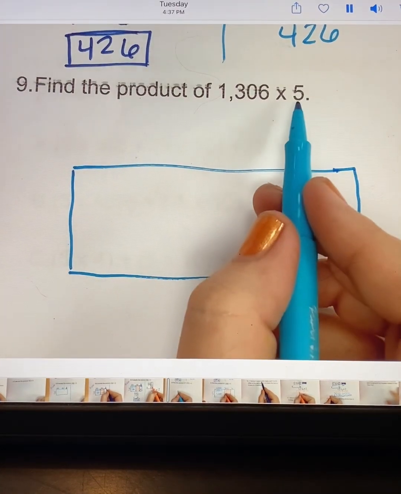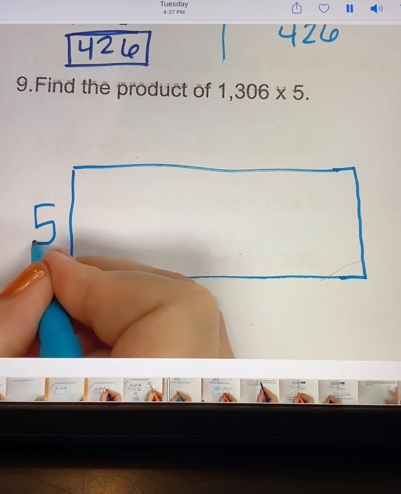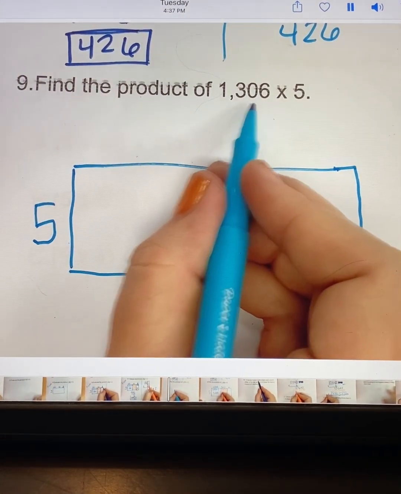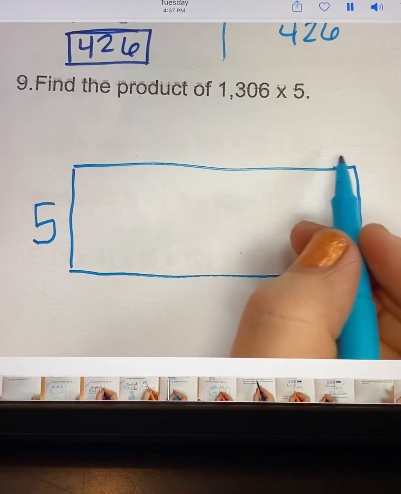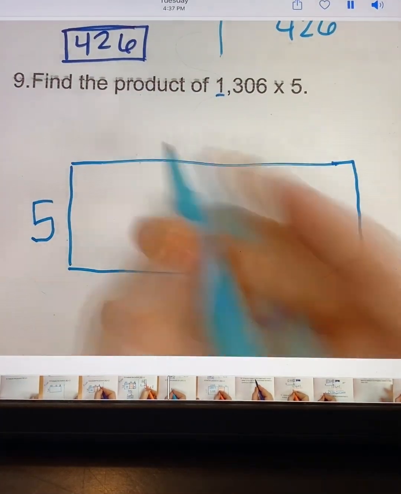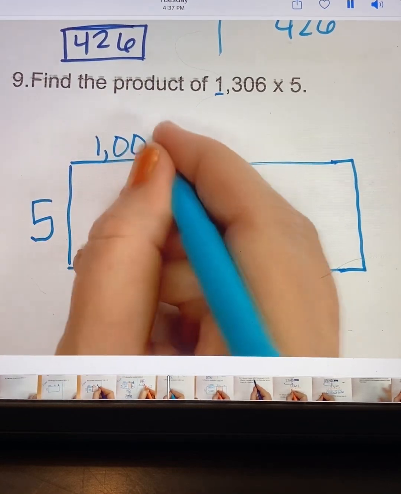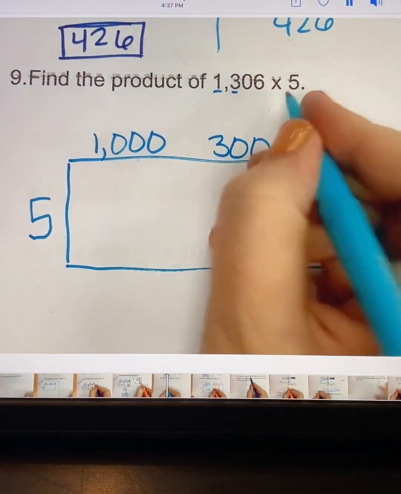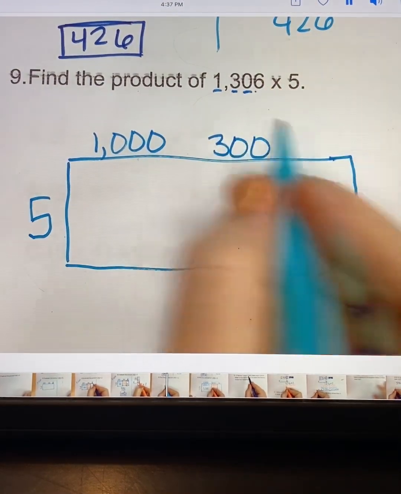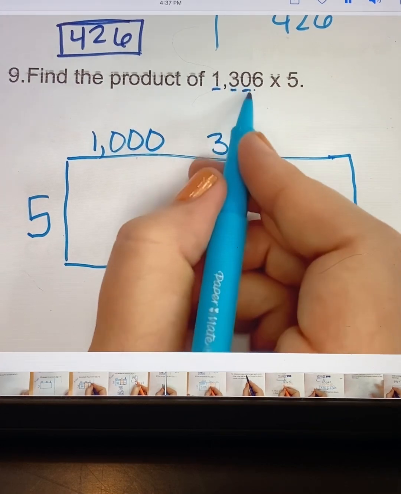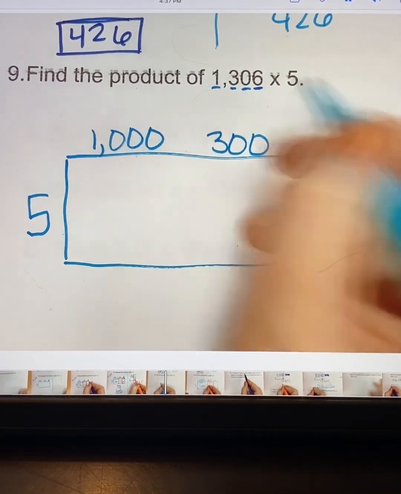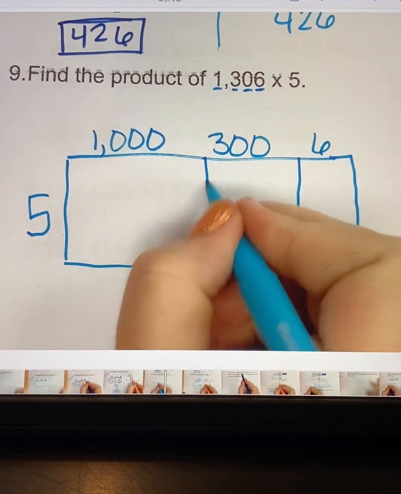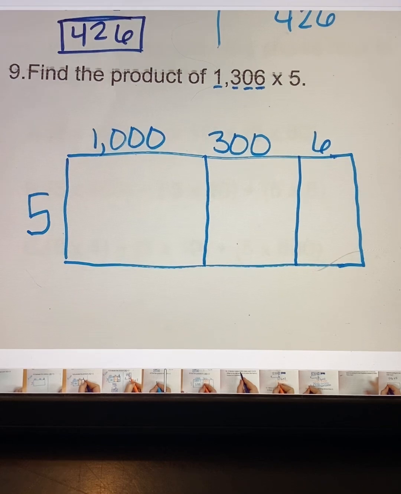I'm multiplying times 5, a single digit, so I'm going to move that over here to the side. And I'm going to put my 1,306 in expanded form at the top of my area model. So the value of this 1 is 1,000. The value of this 3 is 300. And the value of this, well, I don't have any 10s, so I wouldn't have to put anything for that. The value of my 6 is just 6. And then I'm going to partition my area model and solve.